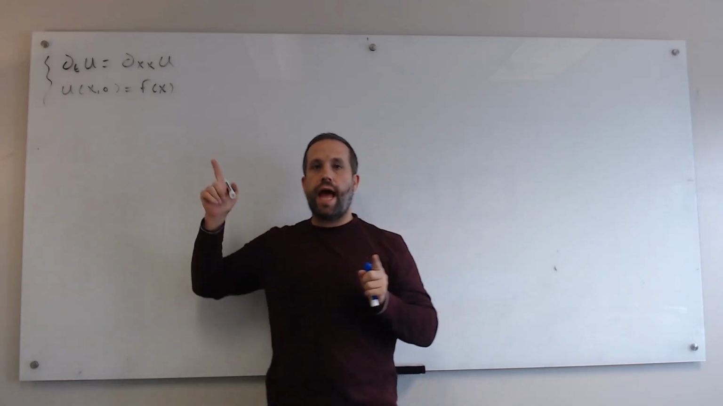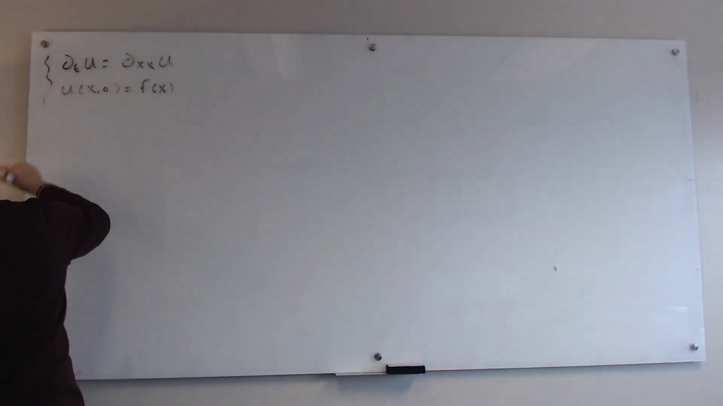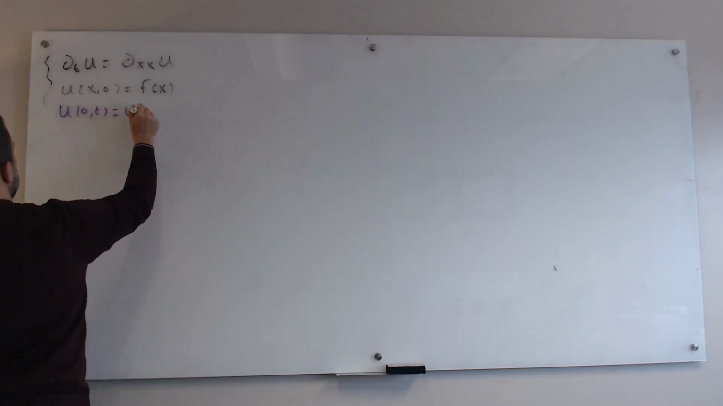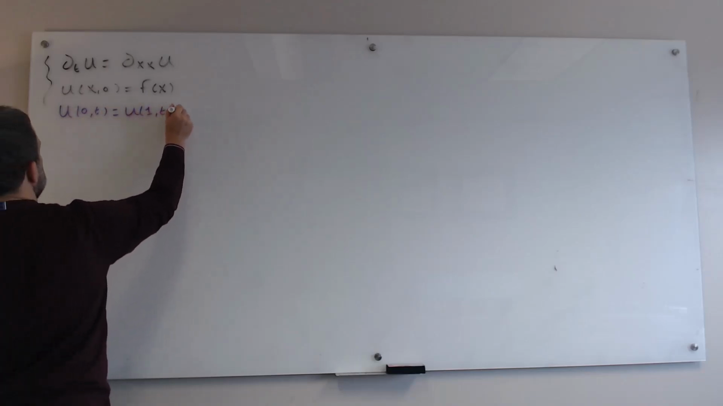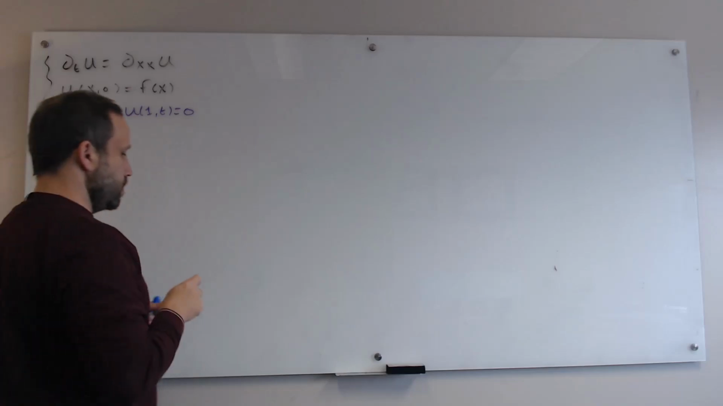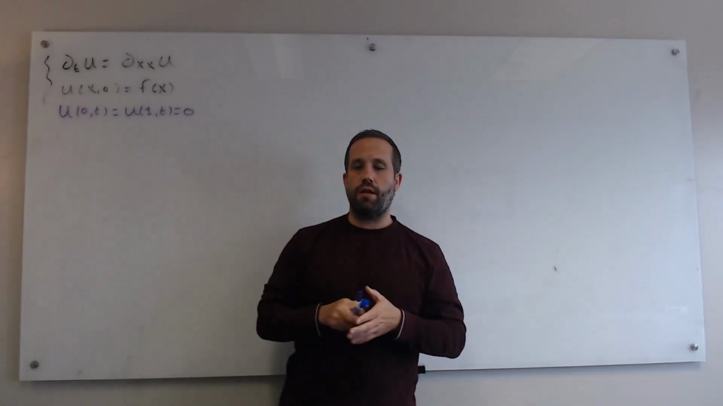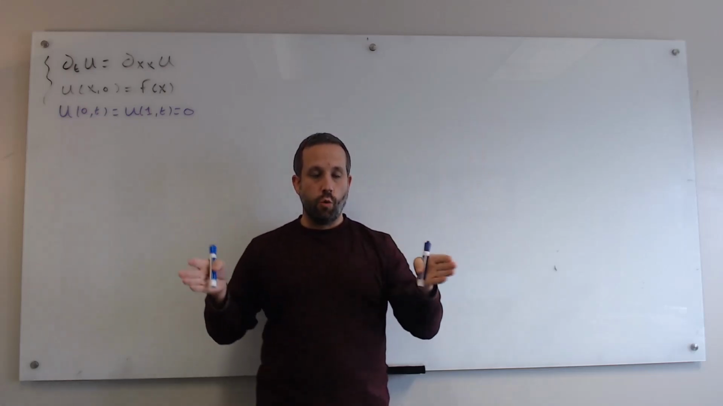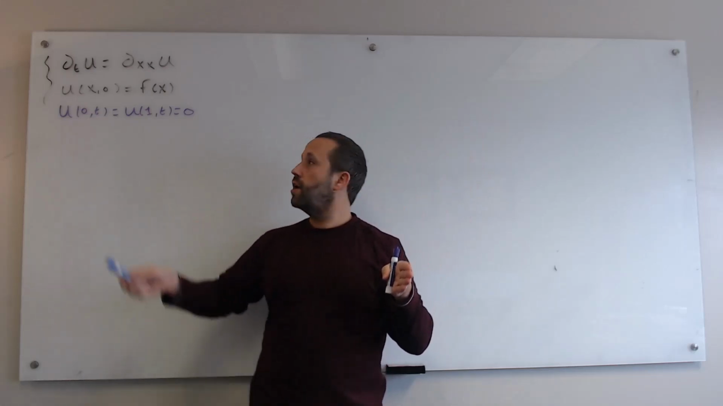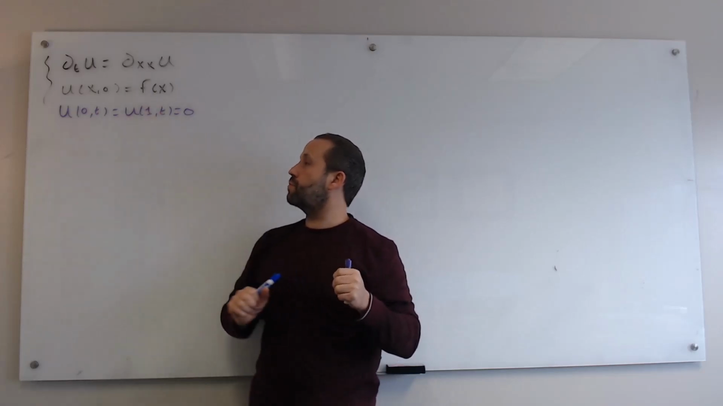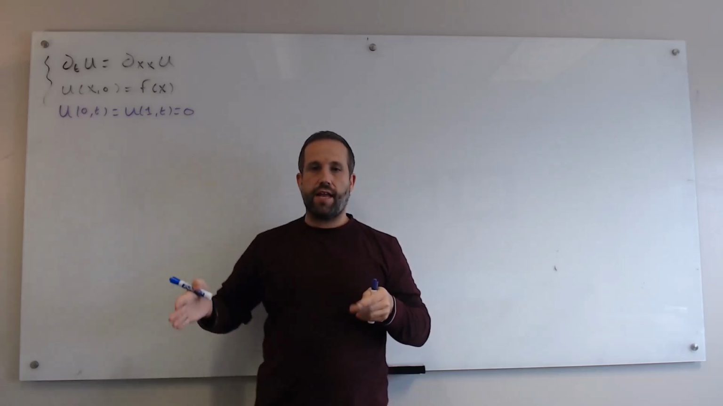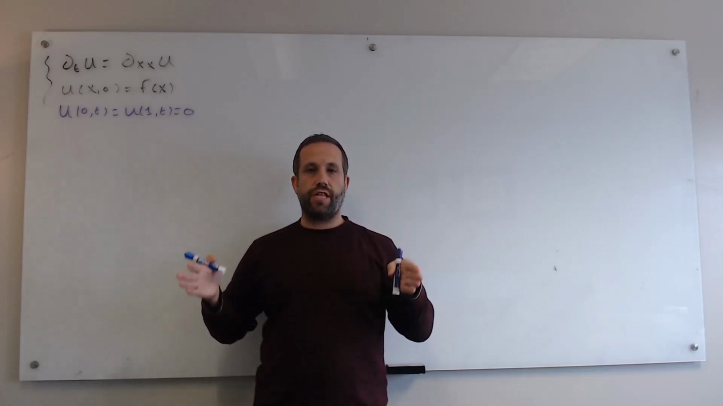And to this, we're going to add boundary conditions. In other words, we're going to assume that u of 0, t is equal to u of 1, t, and these are both equal to 0. What this is modeling, for example, if u is the temperature of a rod, is a rod whose initial temperature profile is f of x, and at the left-hand endpoint and the right-hand endpoint, the temperatures there are kept at 0.